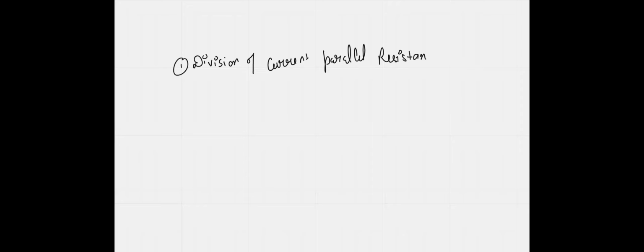So let's start with the next topic. Not, it's not a next topic. Basically, it's a part of solving the circuits. So the thing is division of current in a parallel resistance. So what does this mean?